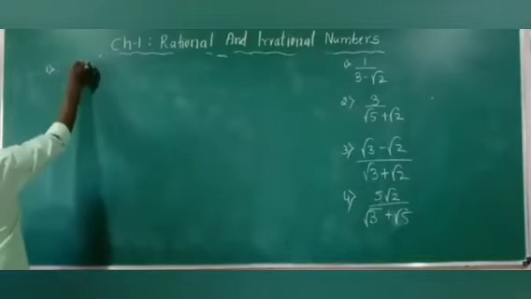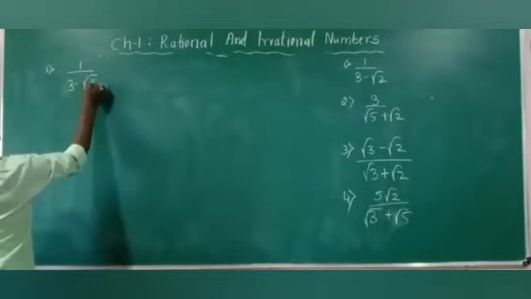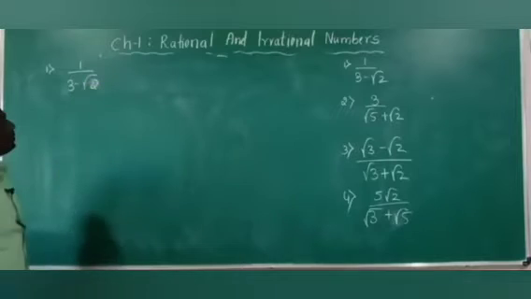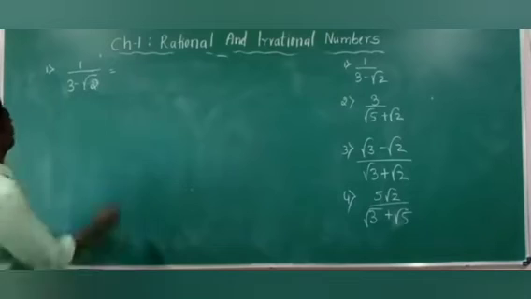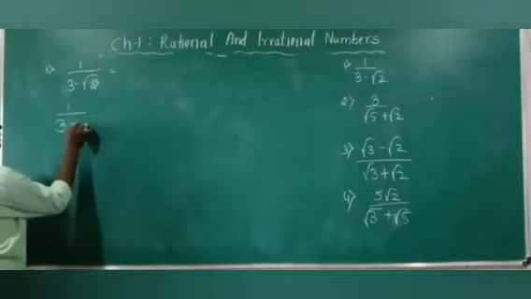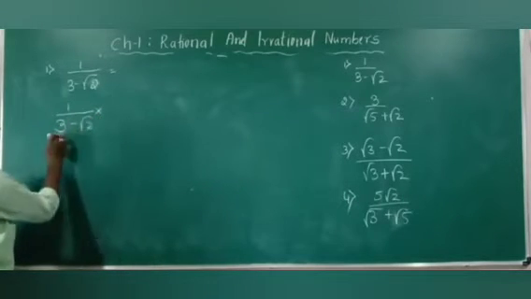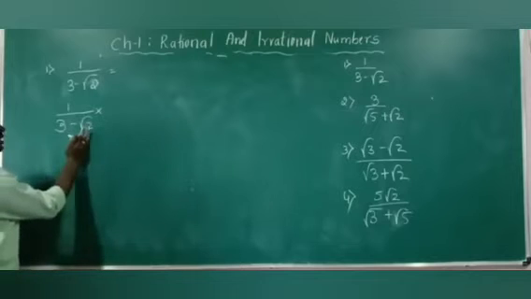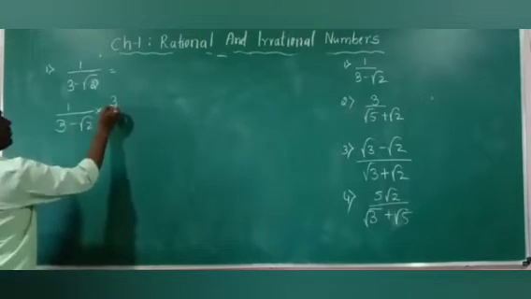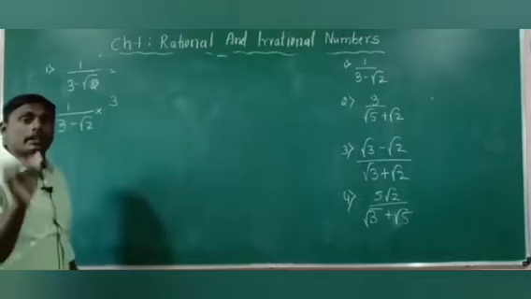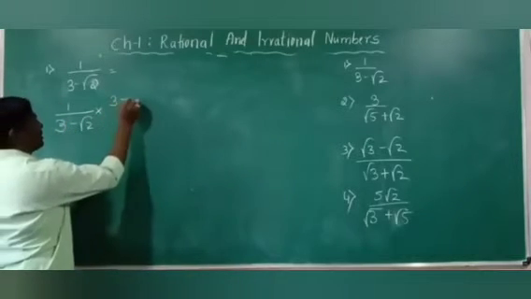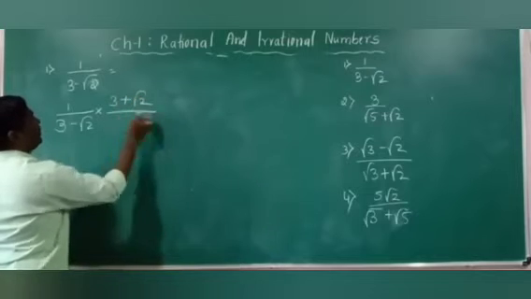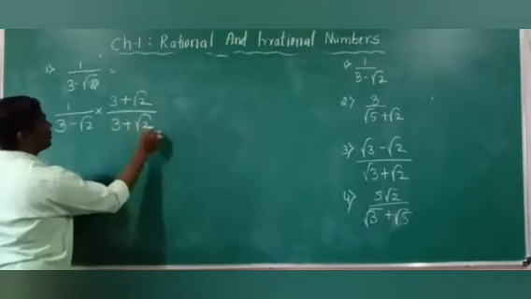First one, 1 by 3 minus root 2. This is the given question. You need to rationalize the denominator. Write the question once again, 1 by 3 minus root 2. What do we have in the place of the denominator? 3 minus root 2. So we need to multiply here the least rationalizing factor. The least rationalizing factor is 3 plus root 2 divided by 3 plus root 2.